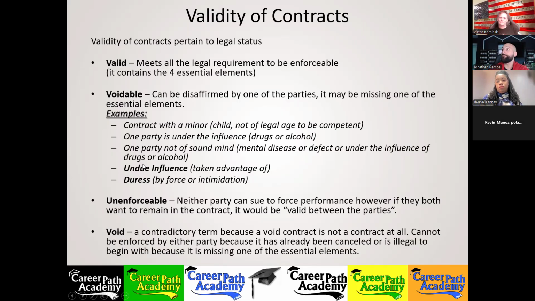Or they're under the influence of drugs or alcohol. They're not of sound mind. Or undue influence. That means they're being taken advantage of.